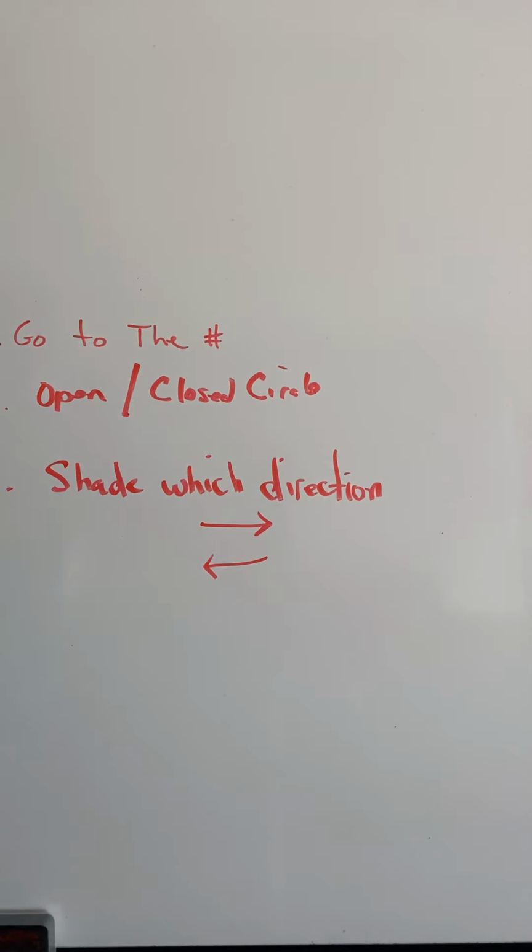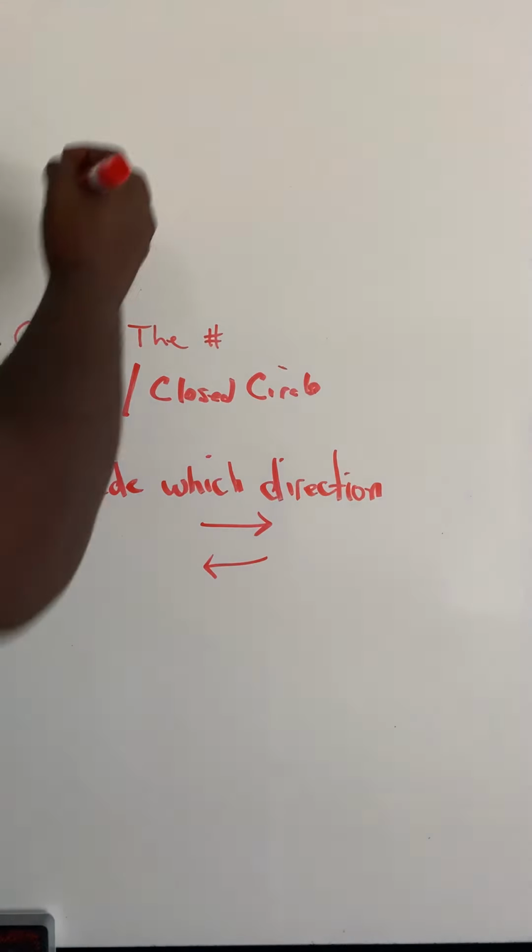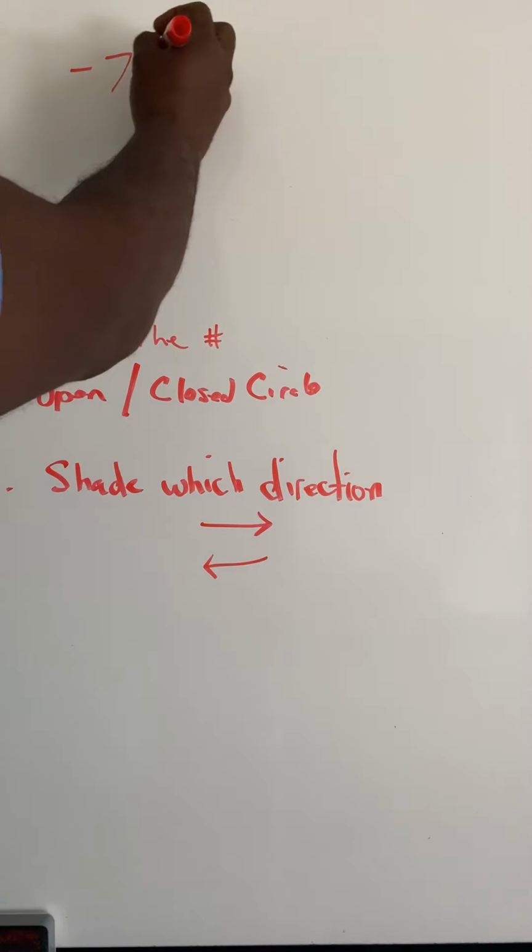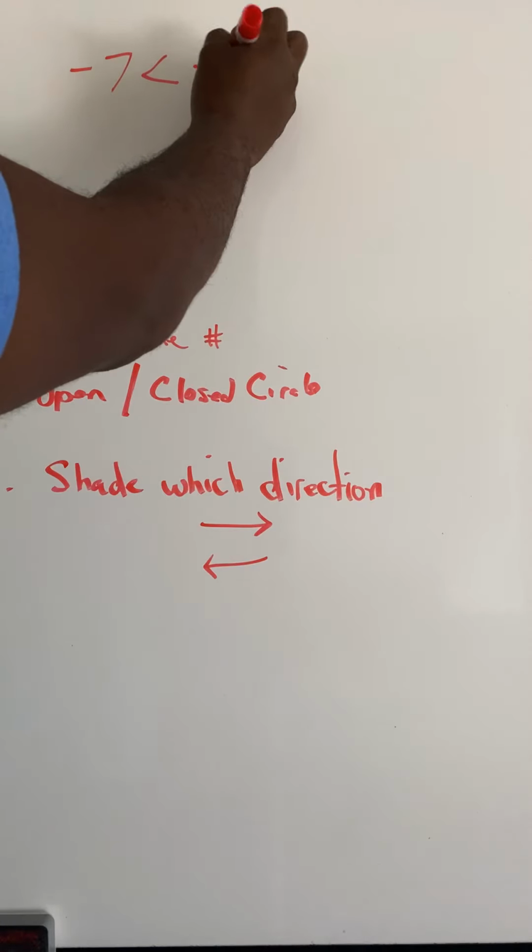Number 1. All right, we have -7 and -3. Now on this, you got to think about the number line, guys. I know that you look at 7 and you think, oh, 7 is bigger than 3, but when it comes to negative numbers, the smaller it is, the bigger it is. So -7 is less than -3.